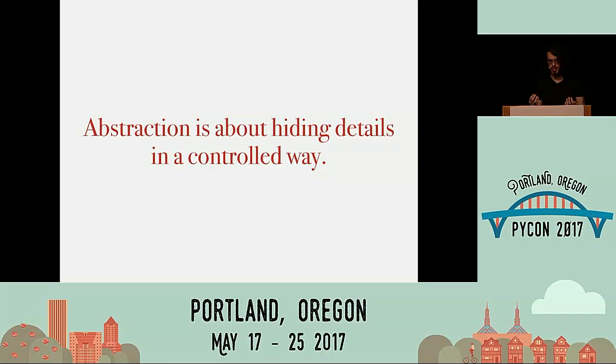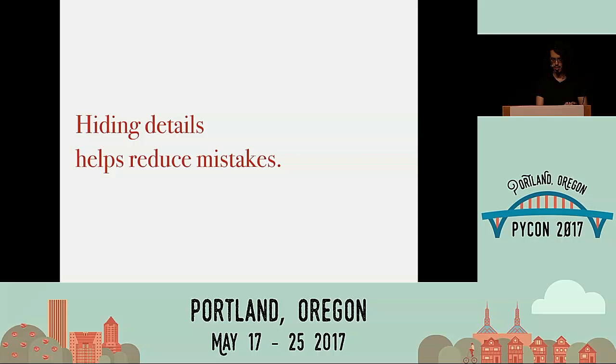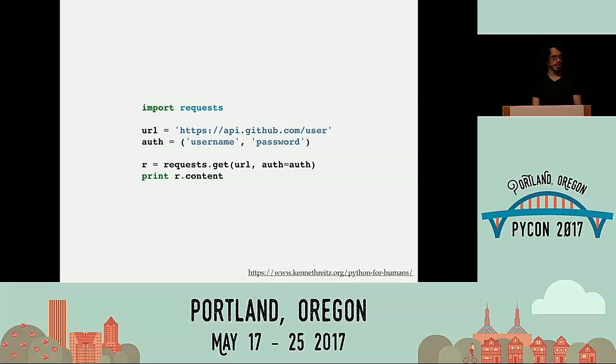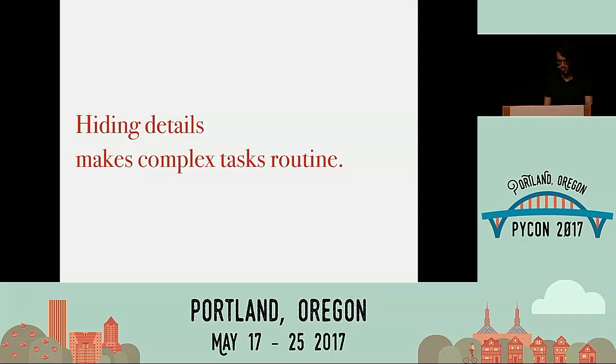So I want to hide details, but why do I want to do that? Why do I want to hide things from the user? One reason is hiding details helps reduce mistakes, right? If we go back to the request example, there's only like 5 lines of code, and requests is highly abstracted, and the less code you have, the less chance you'll get things wrong, right? So not too controversial. Hiding details also makes complex tasks routine, right?